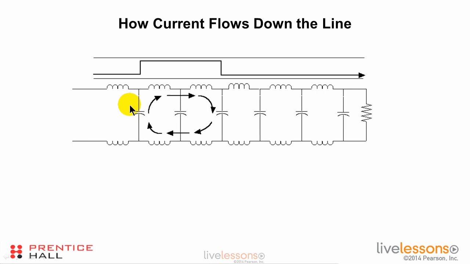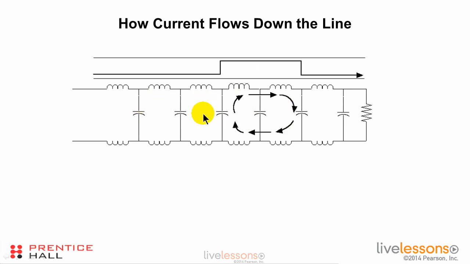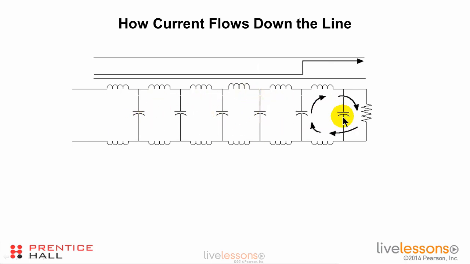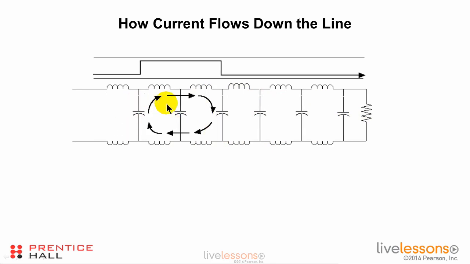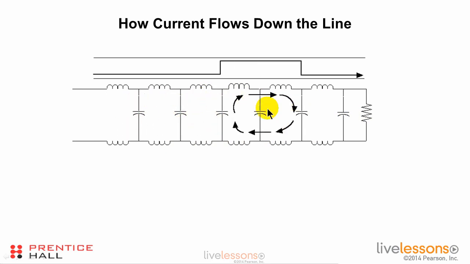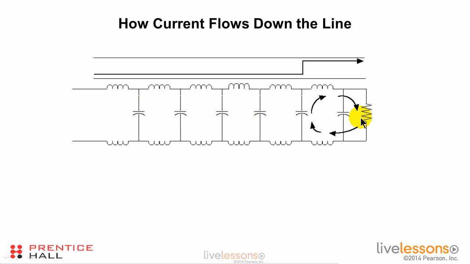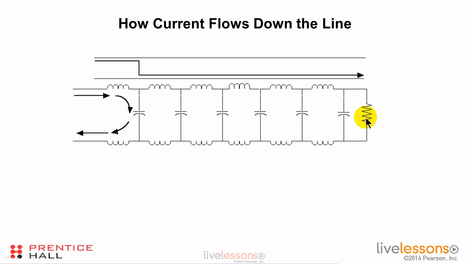Remember, this is an ideal line. It's a lossless line. There's no resistance in the line. And so we have a closed loop. The signal flows in a closed loop. The signal is constant everywhere in the loop. The signal propagates down to the end of the line until it hits the termination.